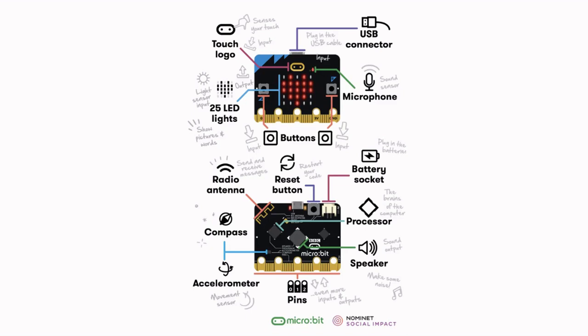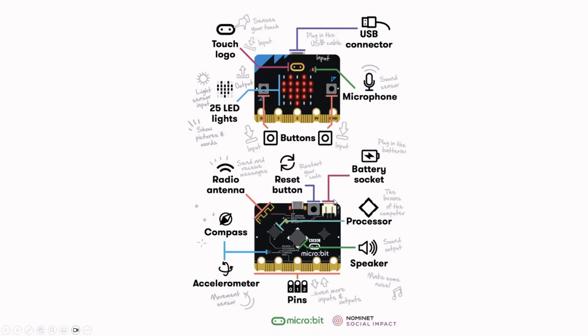Having flown through that, I should also highlight that there are the important connectors as well. So if you're using your own microbit during this or a school microbit, there is the USB connector. That's where you can plug in the USB cable to your computers to download programs. It also provides power to the microbit if you don't have a battery pack. There is then the battery socket on the back.